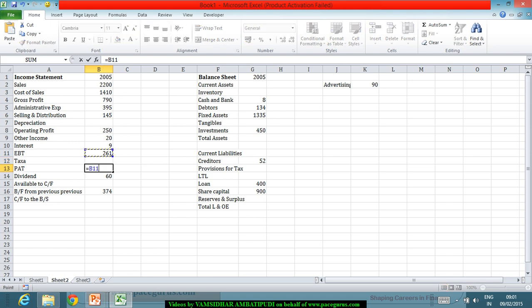So the taxes are going to be EBT minus the tax, and out of the dividend, whatever this number minus the dividend is going to be available to carry forward to the balance sheet. Last year's balance sheet is this much. So overall the amount that is put into the reserves and surplus is going to be this much. So here I'll put my reserves and surplus to be this.